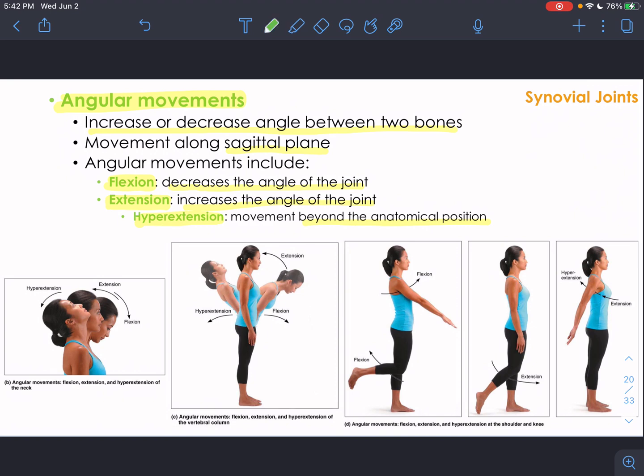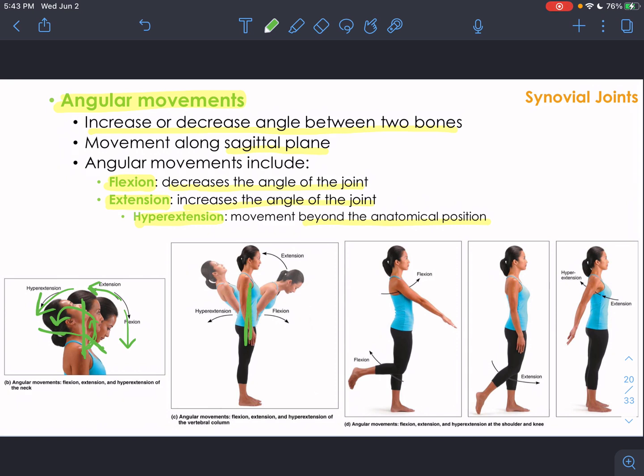Okay, so if your neck here is the joint we're looking at. Flexion, we're decreasing, so you're starting here. Flexion, we're decreasing the angle at the joint. Extending, we're increasing the angle at the joint, only to the anatomical position. And if we move past the anatomical position and end up with an angle greater than what you'd see in the anatomical position, that's hyperextension. Okay, you could do the same thing in your torso.